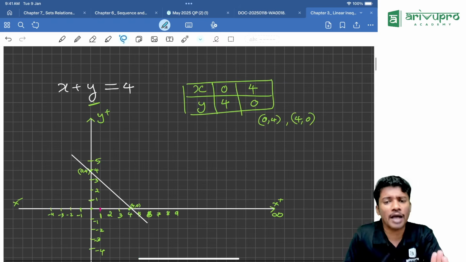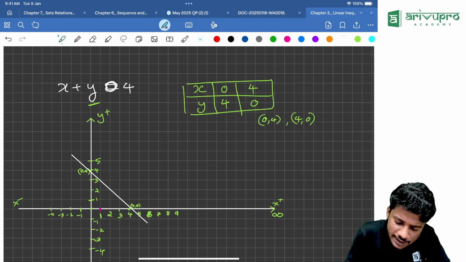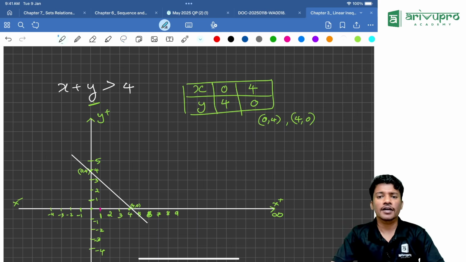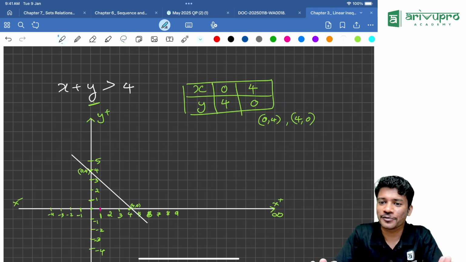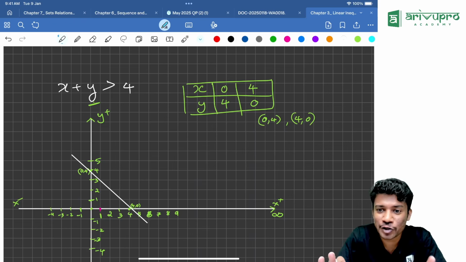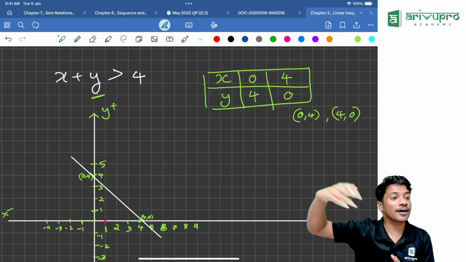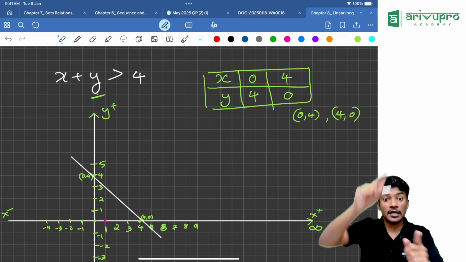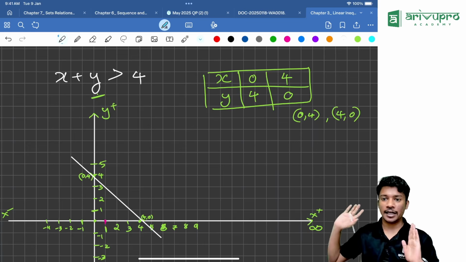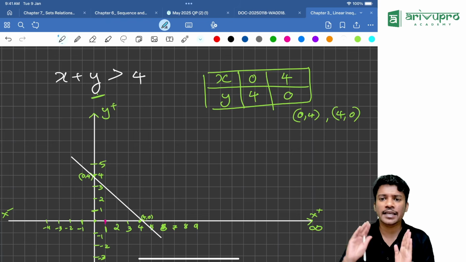This is equality, correct? What if it is an inequality? It is like greater than 4. How will you draw this? The line will be like that itself. We will draw the line using the same method. The only thing which is going to change is we need to find the area. To which side will the area of the graph be? When it is equal to 4, the entire area will lie on that line itself. Whatever line we drew right now, the area lies over there.